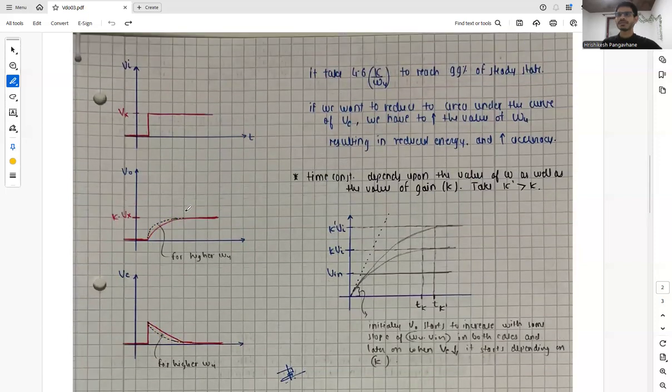And we can say from our previous analysis in previous videos that it takes 4.6 times the time constant, which is K by omega u, to reach 99% of the steady state. And if we want to reduce the area under the curve, which also corresponds to the energy, so let's say if you want to reduce it of V, we have to increase the value of omega u.